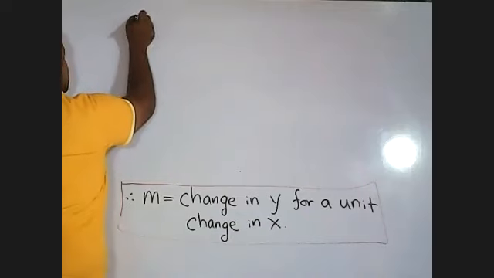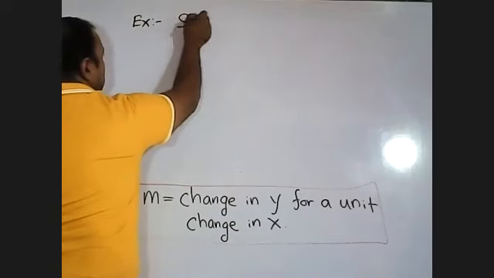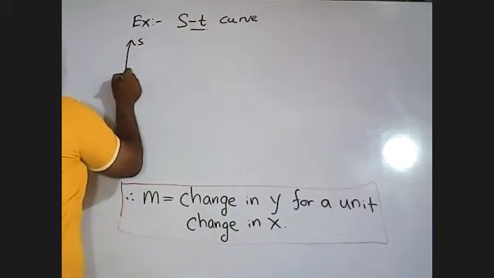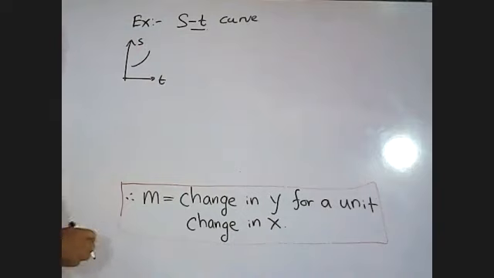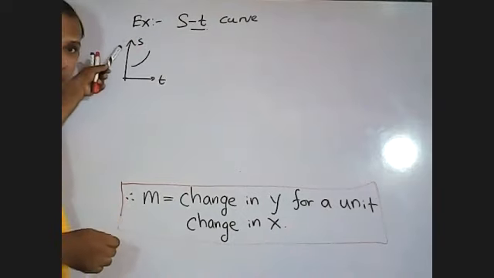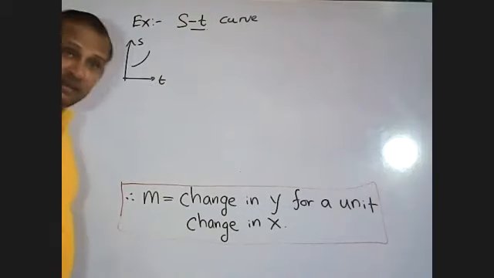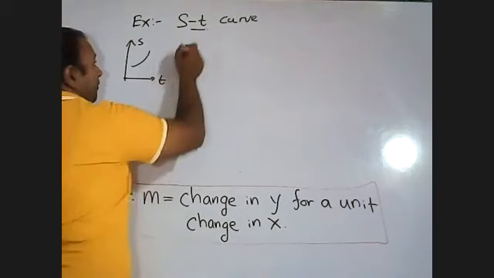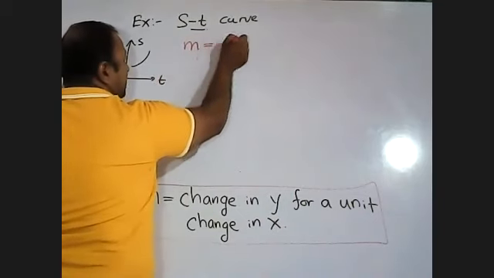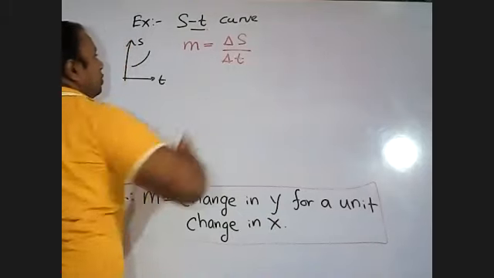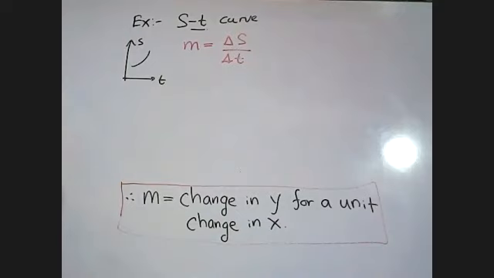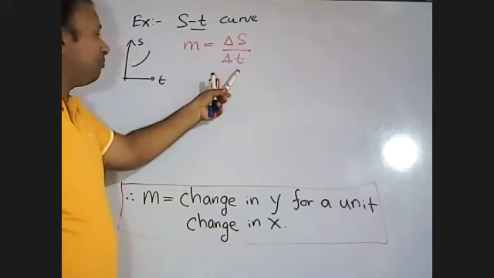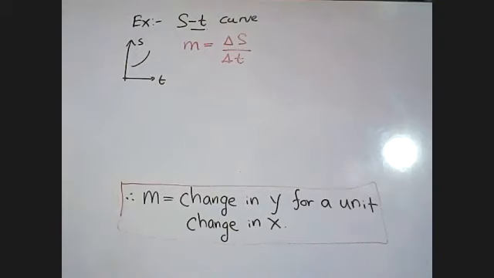Example. Okay. So if it is an ST curve, the y-axis represents S, the x-axis represents T. So therefore, the gradient of an ST curve is equal to delta S over delta T. That is equal to the change in displacement per unit time.